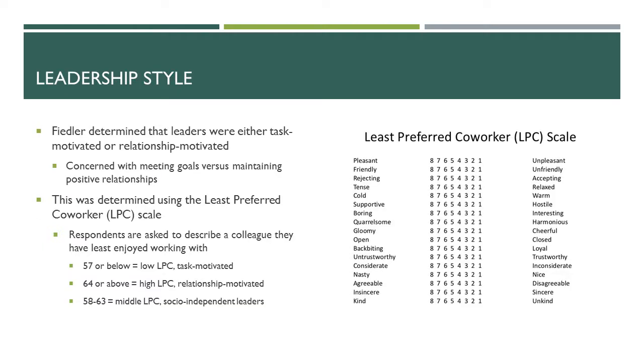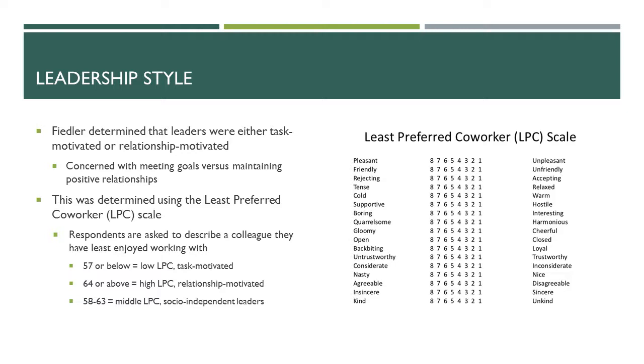Fiedler determined that leaders were either task-motivated or relationship-motivated. And this was determined by using a tool that he developed known as the Least Preferred Coworker Scale, which I will refer to as the LPC scale. And those that were task motivated were concerned with meeting goals, whereas those that were relationship motivated are concerned with maintaining positive relationships. And the LPC scale is administered as a questionnaire.